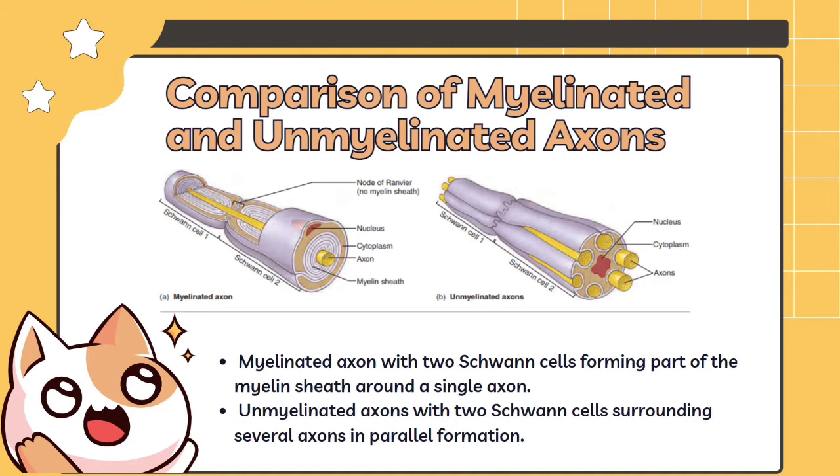Here you can see a comparison of myelinated and unmyelinated axons. A myelinated axon has Schwann cells forming part of the myelin sheath around a single axon, while unmyelinated axons have Schwann cells surrounding several axons in parallel formation.